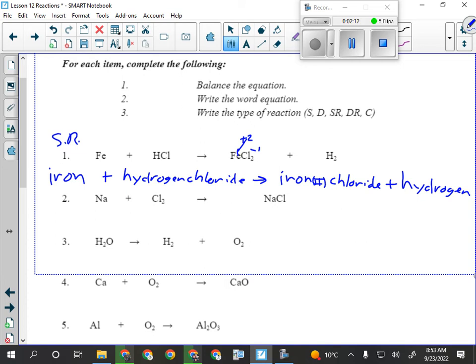Okay, what about number 2? What kind of reaction is that? It's a synthesis reaction. Okay, we got 1 element reacting with another element to form a compound. Okay, so that'll be sodium.